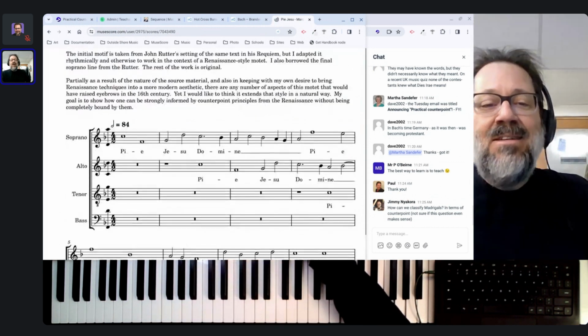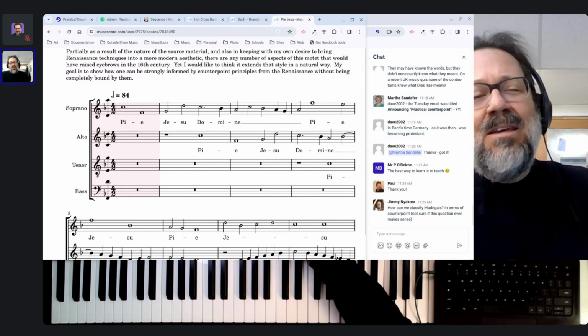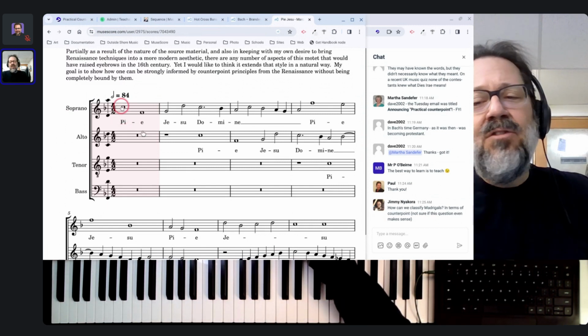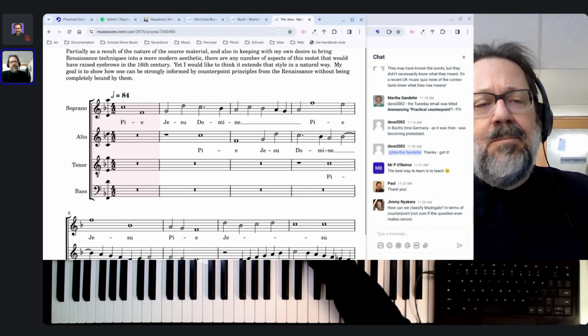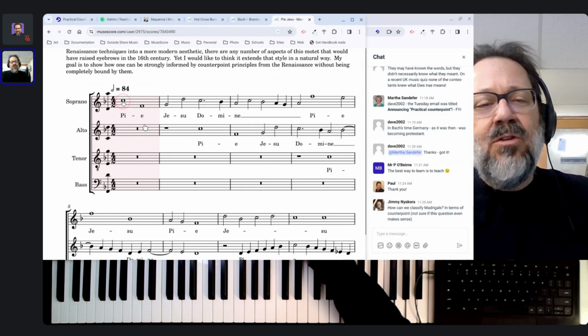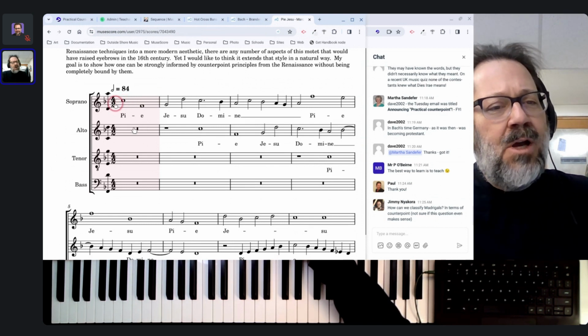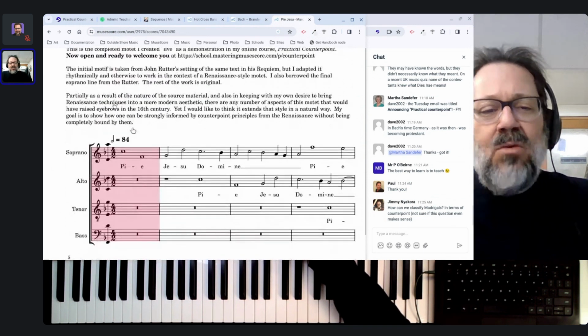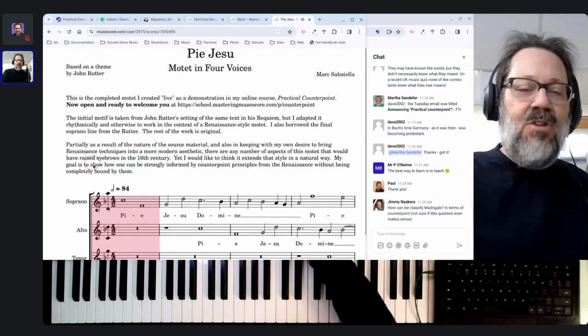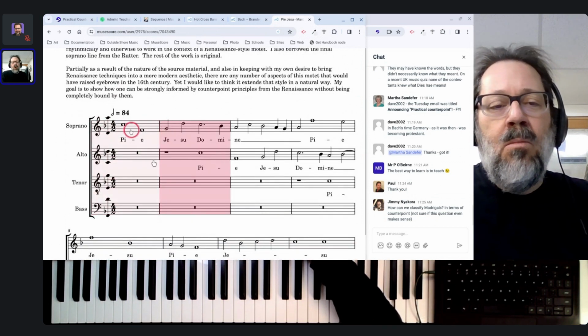So the reason I put this on here is because I am going to fully acknowledge that this doesn't totally sound like the Renaissance. It uses all the Renaissance conventions, but I don't live in the Renaissance. I didn't grow up listening to exclusively Renaissance music. So there's a certain aspect of what's going on harmonically that sounds like 100 years or so more modern.